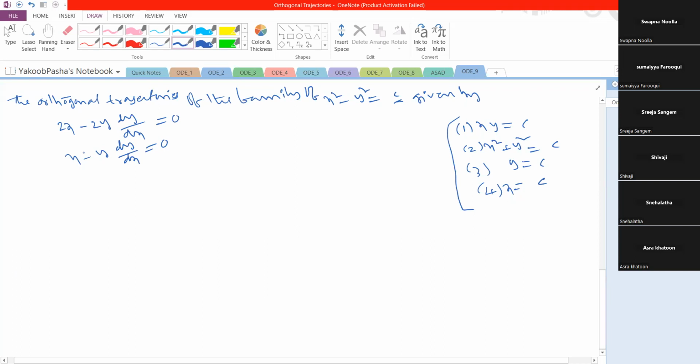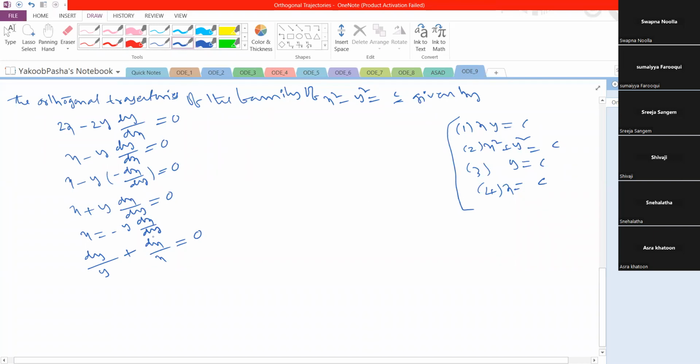So just replace dy by dx by minus dx by dy. That means x minus y into minus dx by dy is equal to 0. So we get x plus y dx by dy is equal to 0. From this we can write x is equal to minus y dx by dy, or dy by y plus dx by x is equal to 0.